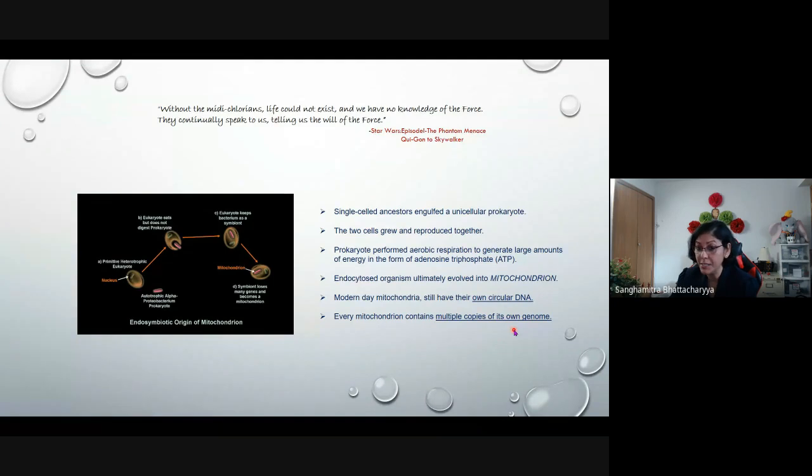Both of them, the midichlorians and the mitochondria, started life as a single form and then joined another living form and finally became a part of togetherness. So mitochondria, according to him, can be referred to as the midichlorians of this non-fictional living world. The modern day mitochondria still have their own circular DNA, and every mitochondrion contains multiple copies of its own genome.